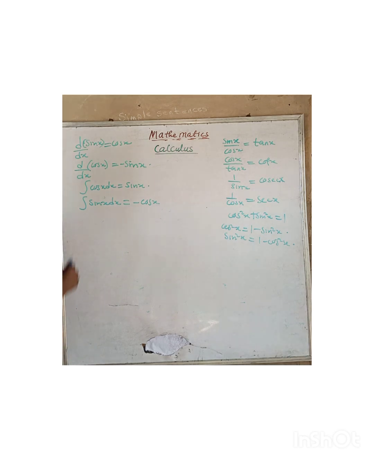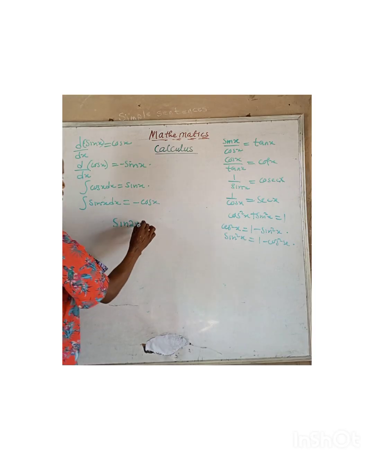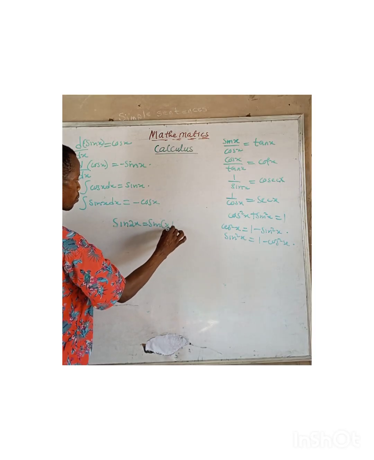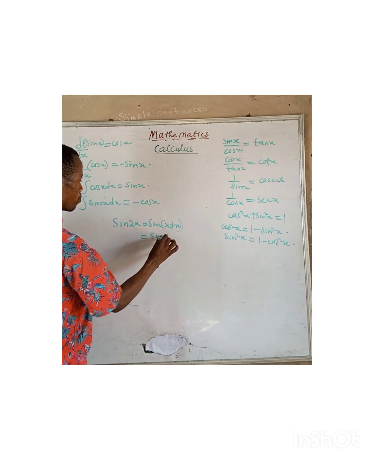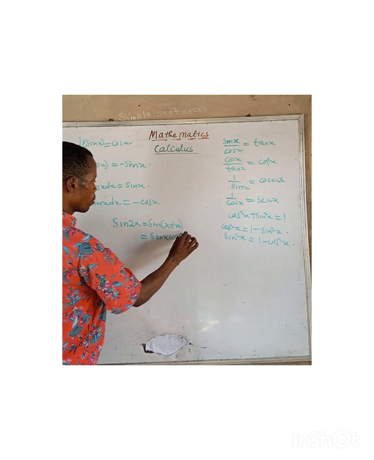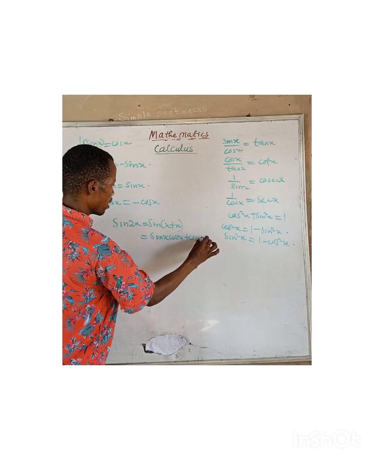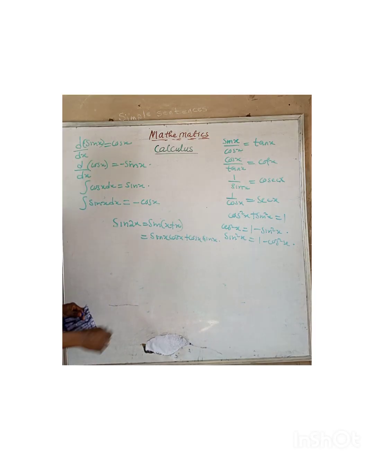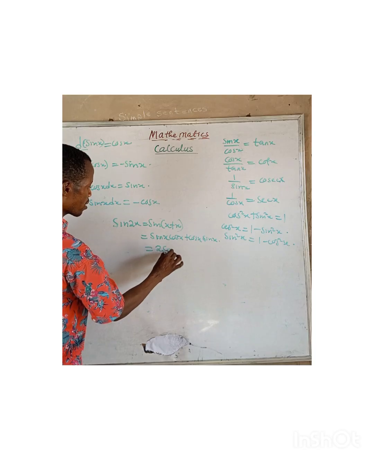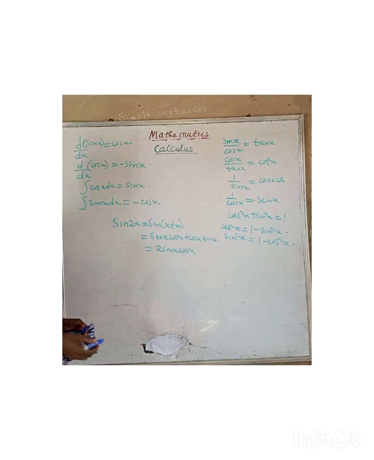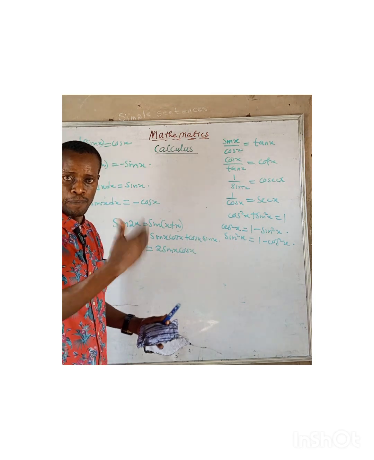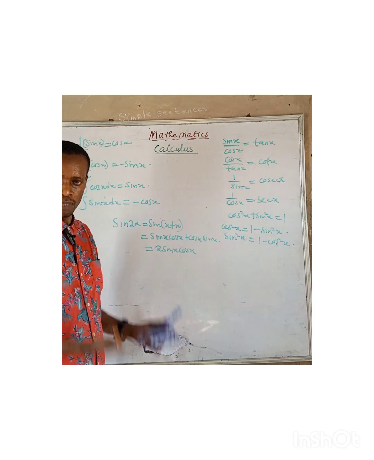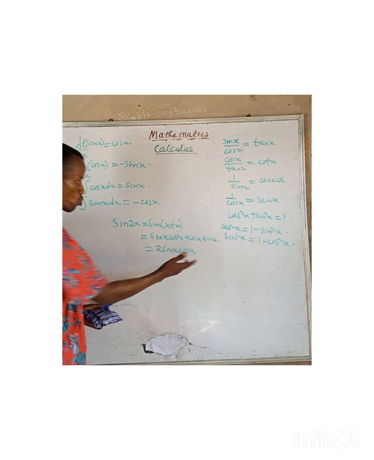We may have to find sine 2x. Sine 2x is the same as sine of x plus x. This one will give us sine x cos x plus cos x sine x. This will give us 2 sine x cos x, because sine x cos x and cos x sine x are the same thing. It's like AB plus BA, and BA and AB are the same thing because they are still multiplying together. So it's 2 sine x cos x.